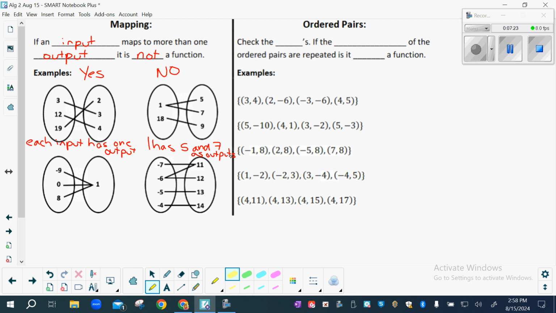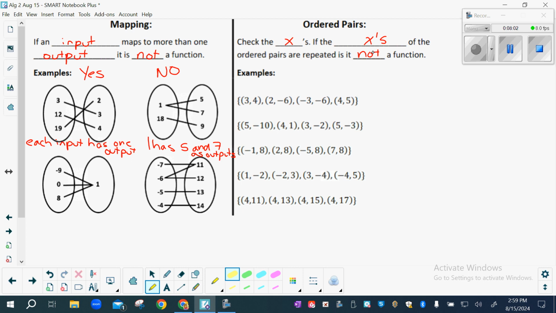So then the next one is ordered pairs. We want to check the x's. If the x's of the ordered pairs are repeated, it is or it isn't a function? If the x's are repeated, it's not a function.